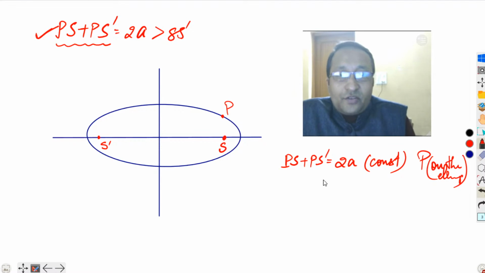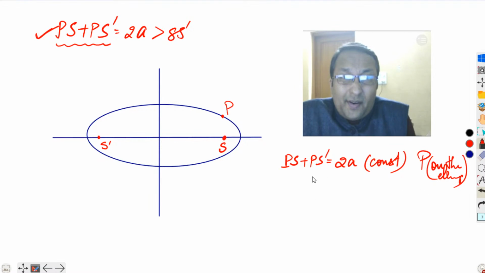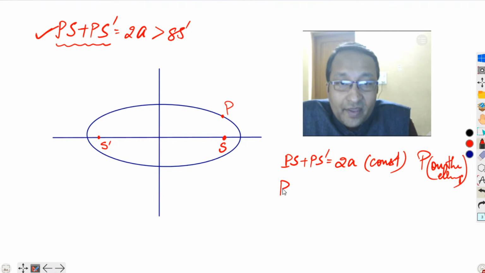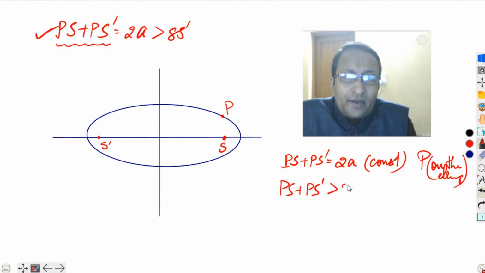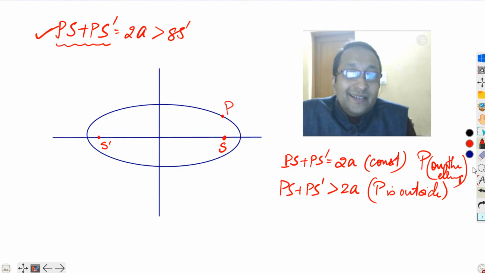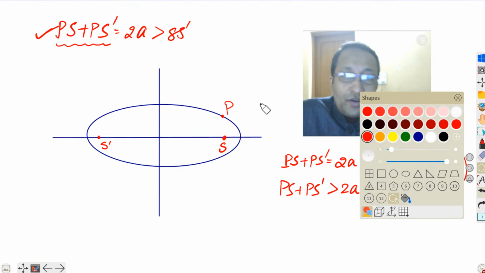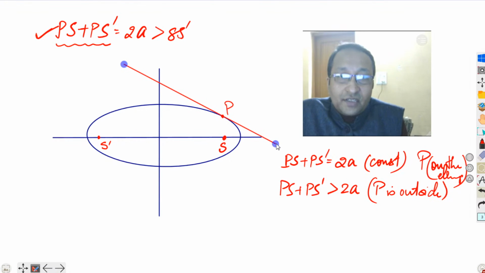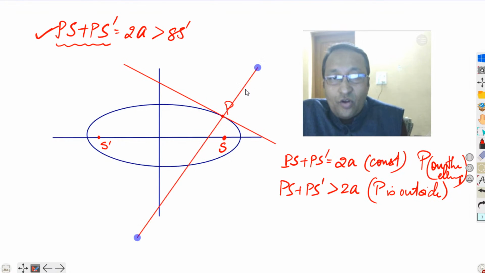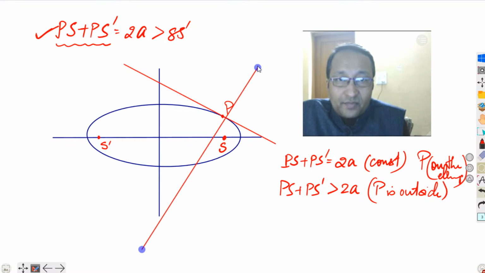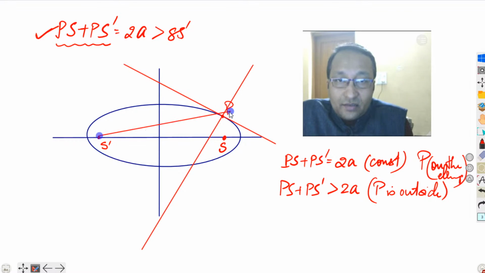The good thing that you probably did not notice or did not realize is also of importance. PS plus PS dash is definitely bigger than 2A if P is outside the ellipse. Am I right? And it is less than 2A if P is inside the ellipse. Now at this point of time, I draw a tangent at P. I draw a normal at P. Let it look like something like a normal.